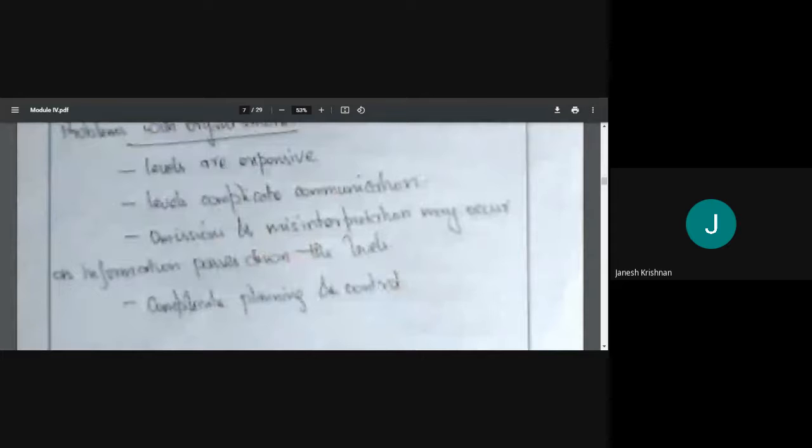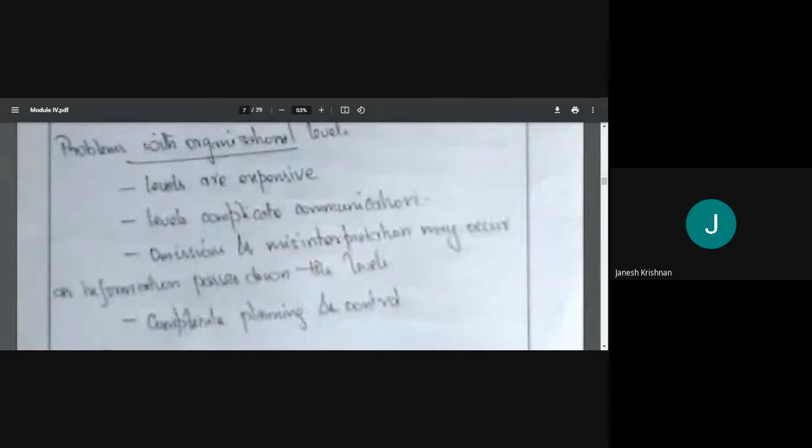Then what are the problems with organization levels? Levels are expensive because as we have more and more levels, we have more and more people and more and more cost. Then the levels complicate communication. As more and more people are involved, there will be competition. Then omission and misinterpretation may occur as information is passed down the levels.